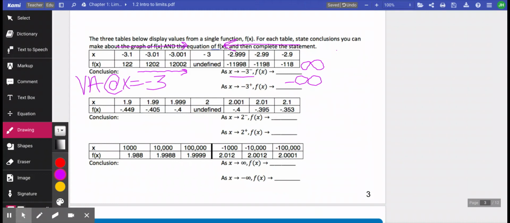Now it also said to make a conclusion about what's happening in the equation. Remember that if you have a vertical asymptote, that is a factor in the denominator that is causing your function to be undefined at x equals -3. So we must have a factor of x plus 3 in the denominator.